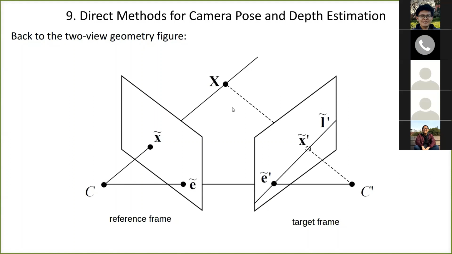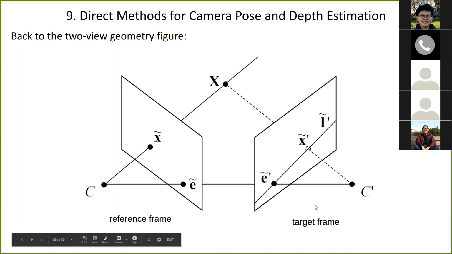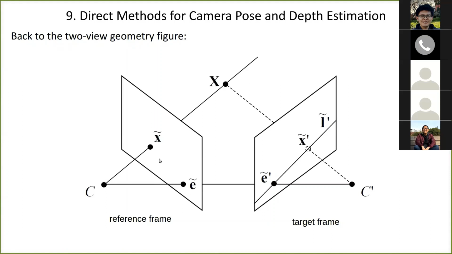So back to our two-view geometry figure. So this view and this view. We now call this view the reference frame and this view the target frame. So the same 3D point projects to different views as x and x prime. We also have epipolar lines and epipoles, but we're not going to use them this time.